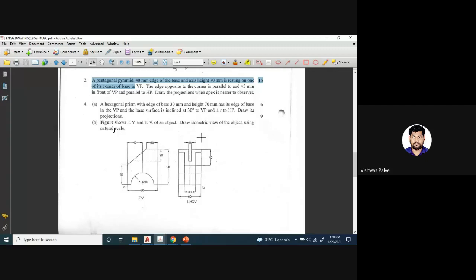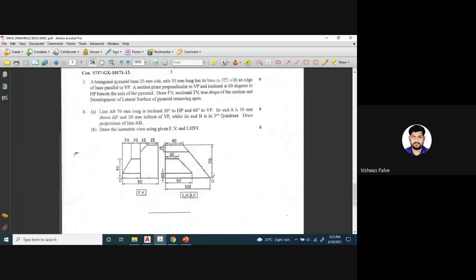This is the question of isometric. A figure shows a front view and top view of an object. Draw an isometric view of the given object using natural scale. So we are using a natural scale, the same scale we are drawing. Front view and left hand side view are given. You can observe the origin. Here is the origin. So it is a 9 marks question. There are 2 questions of isometric.